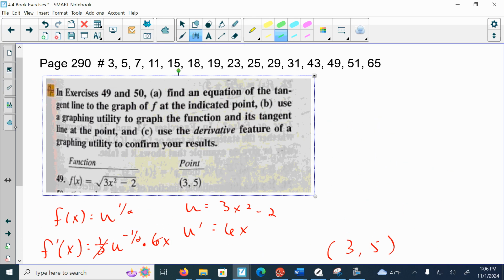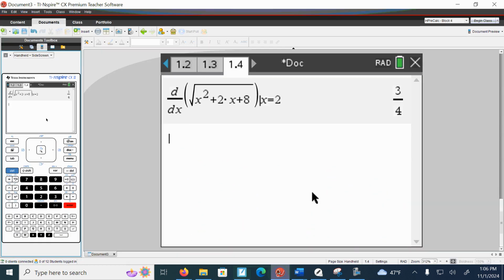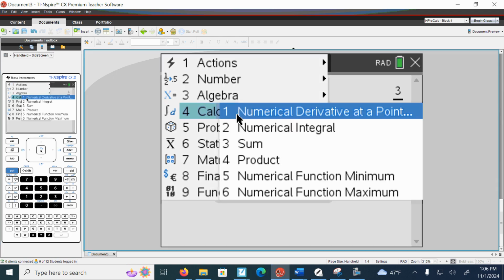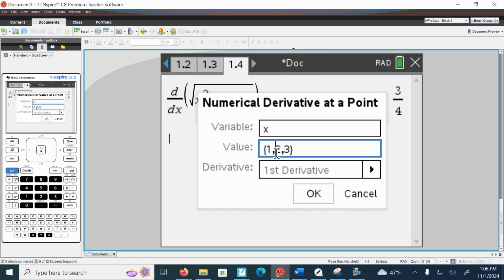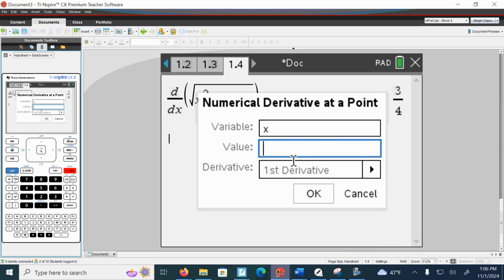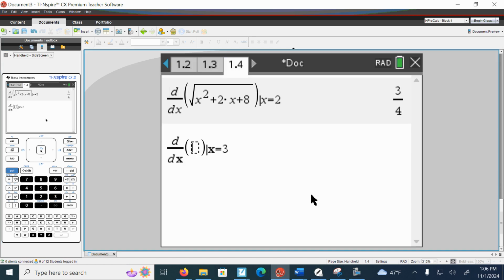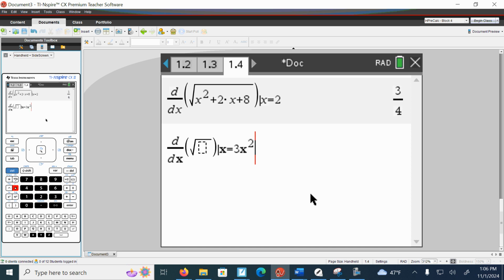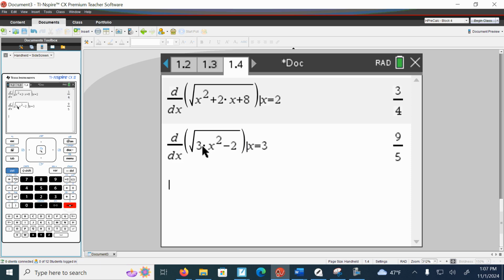Before I graph, I'm going to sort of go in reverse order. I'm going to actually use the derivative on my calculator to confirm my results first, because there's no sense graphing it if I'm wrong. So I'm going to do menu, calculus, derivative at a point. We're doing the derivative at 3, and then first derivative. It's going to be the square root of 3x squared minus 2 at 3, and I get 9/5.